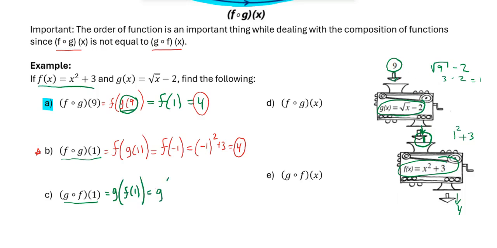That'll actually be 4 for the f of 1. And then turn around and plug 4 into the g function. Square root of 4 minus 2 would be 0. And so you can see that, of course, these two are not equal, right? Not equal there, and that's often the case.